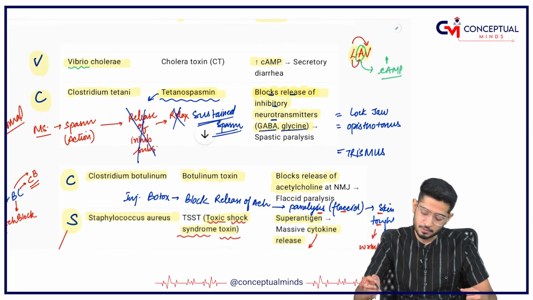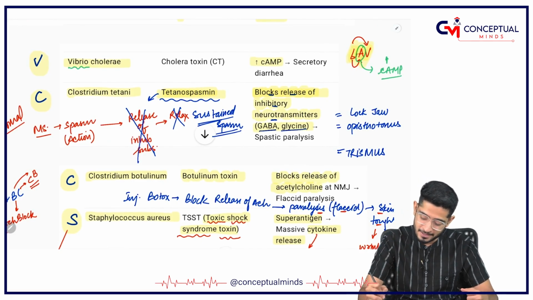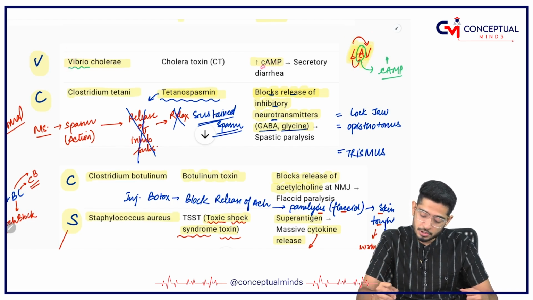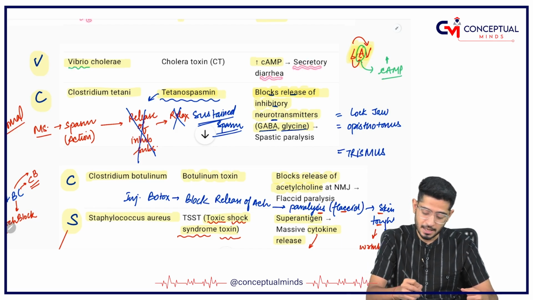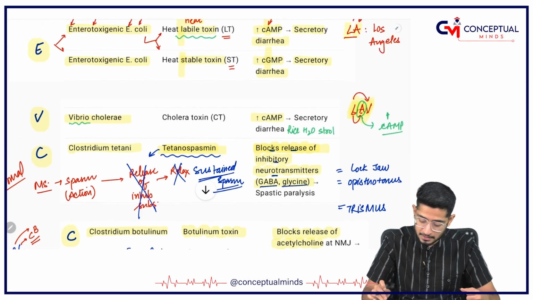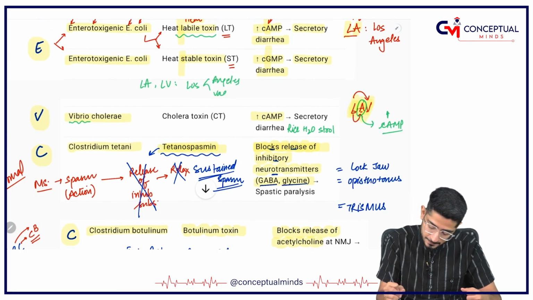And the next mnemonic is going to be Los Angeles and Las Vegas. LALV. What does that mean? Remember, just like the labile toxin was using cyclic AMP, similarly Vibrio cholerae is going to use cyclic AMP and is responsible for causing secretory diarrhea. Vibrio cholerae's diarrhea is called rice water stool. And I think the mnemonic is clear. LA and LV, that is Los Angeles and Las Vegas.